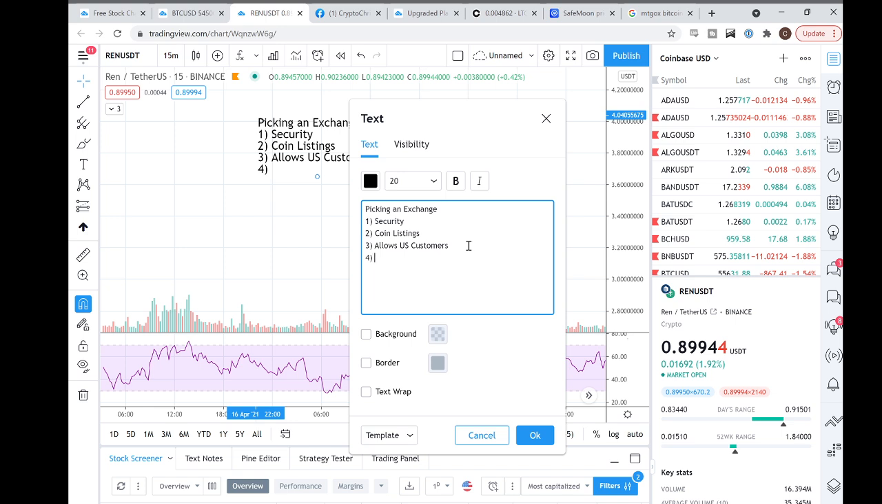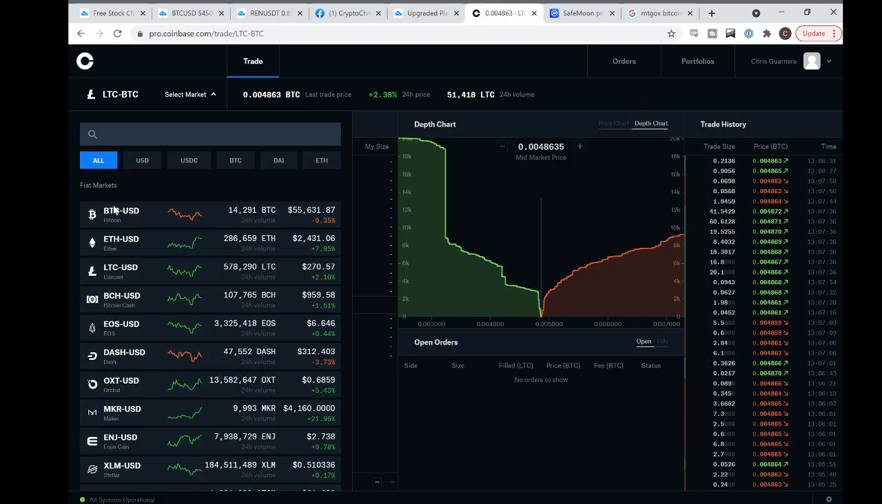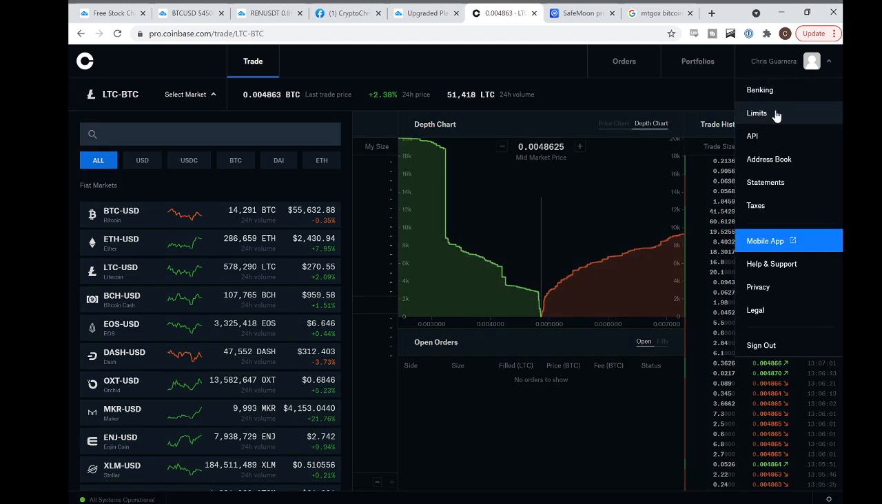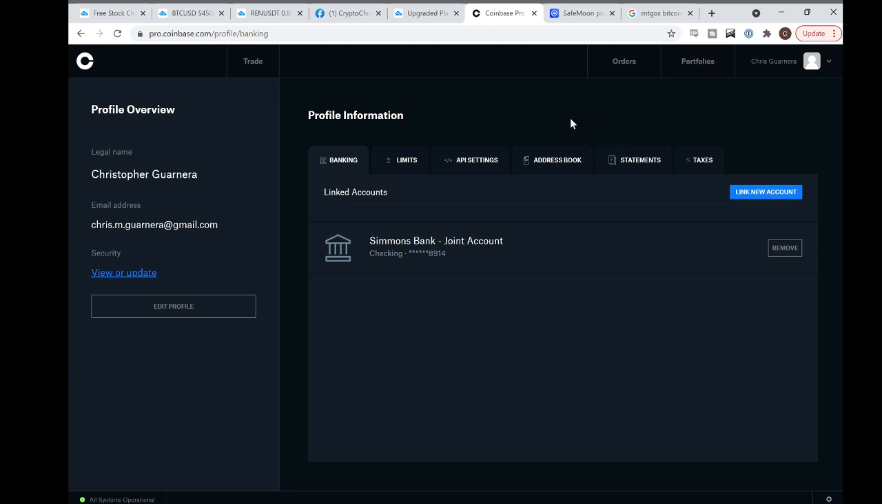So my number 4 thing to look for is going to be their fee structure. This is the reason why I don't use Coinbase anymore. Their fees are astronomically high. They really, really are. Let me see if I can find their actual fee structure real quick. I can't remember where I have that. Regardless, though, their fee structure is tremendously high.